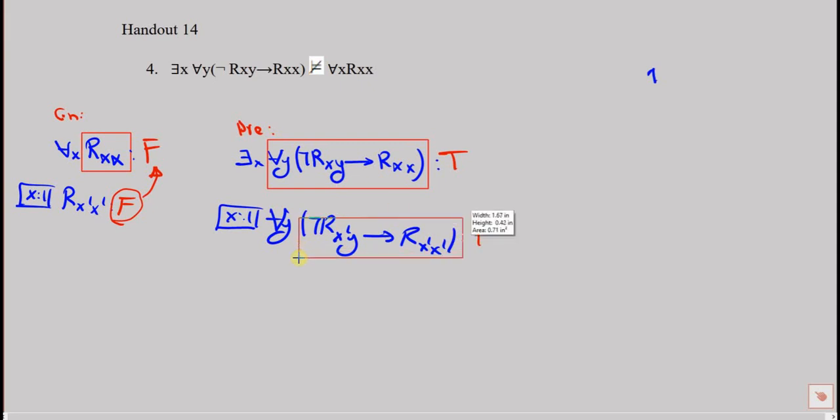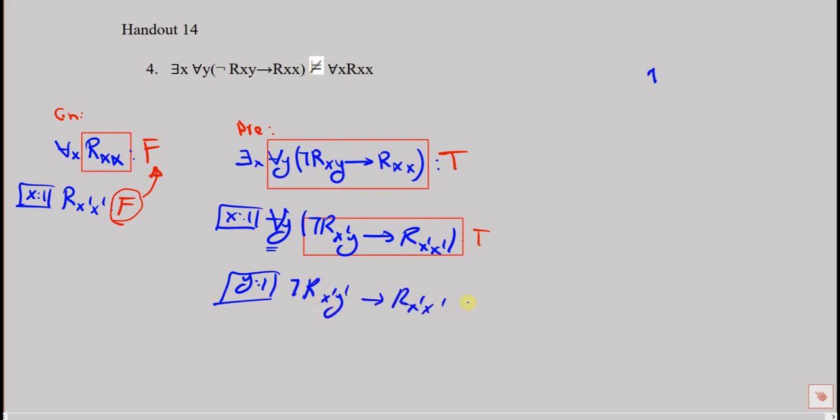So you need to make sure that the thing in the box here is true for every value of y, right? Because we're dealing with for all y. So this needs to be true for every value of y. Let's see if that's the case. We have only one value for y. So we get not R x1 y1 arrow R x1 x1.